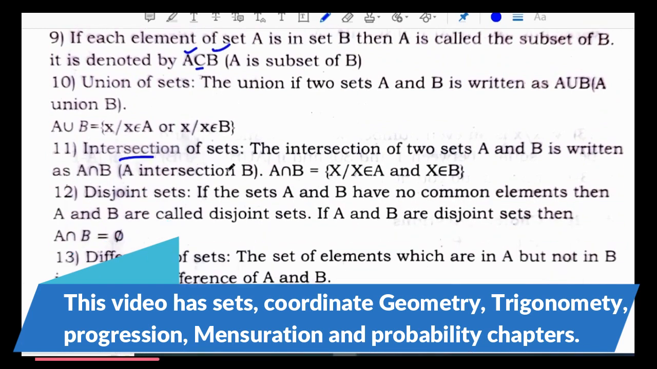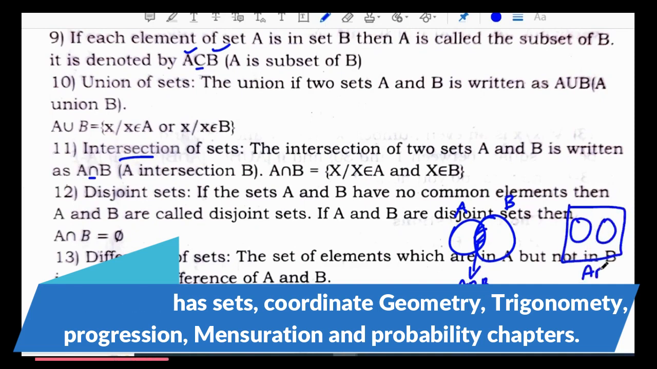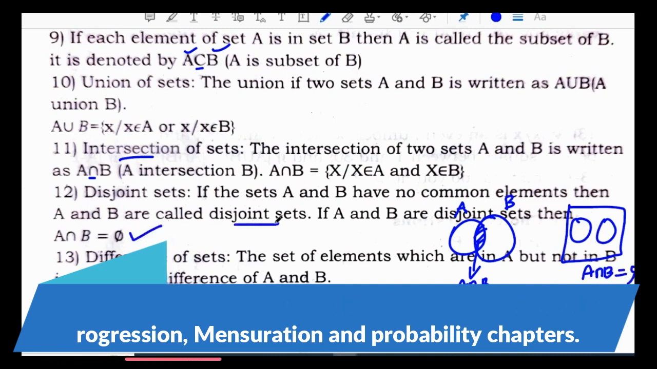Intersection means the common elements which are in both A and B, we call it intersection, and it is denoted by the symbol upside-down U. Disjoint set means the sets which are not joined. Here there will not be any intersection part. So for example, these are the two sets A and B. Here these are joint sets and we have an A intersection B part. But when the sets are not joined, they are called disjoint sets and the A intersection B part will not be there. Means it is phi. So A intersection B will be phi in disjoint sets.